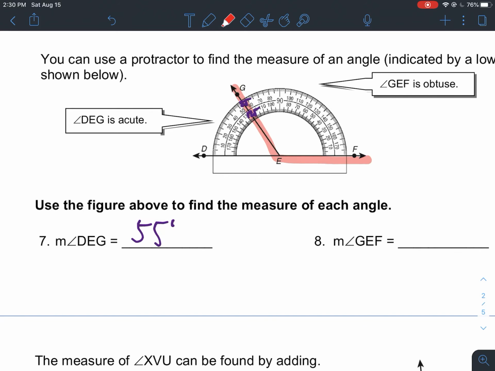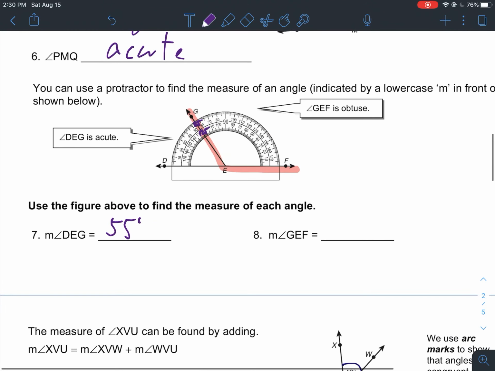Now for GEF, that's an obtuse angle. So now we want the big angle. So that angle will be 125. Again, we're not going to do much with the protractor in class here, but it's important to know what it is and how it's used.